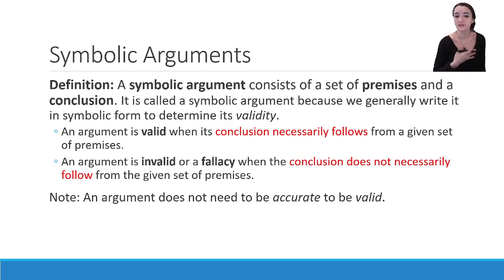So note that an argument does not need to be accurate to be valid. I could make up a bunch of lies, right? As long as logically my conclusion follows from those lies, it's still a valid argument. We just then need to talk about the fact that everything I made up was false. But false in and of itself does not mean fallacious. Fallacious being a fallacy.